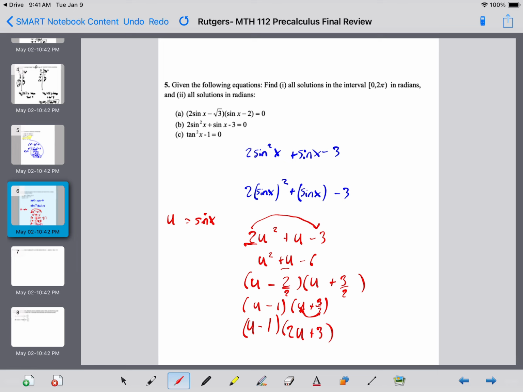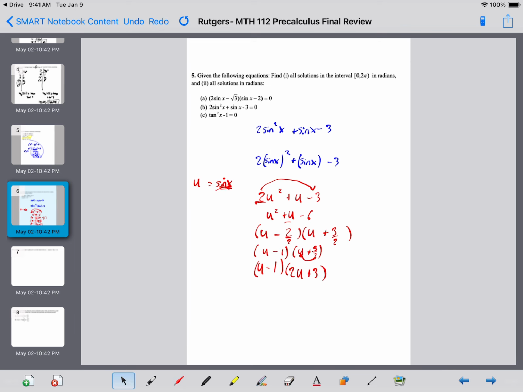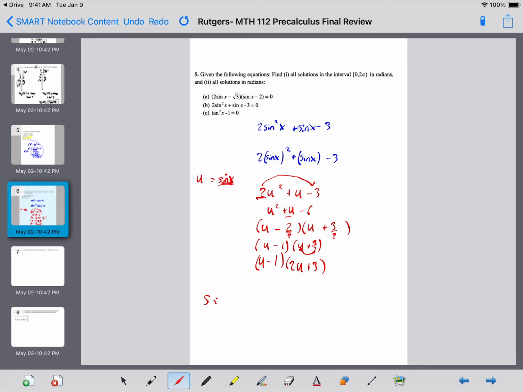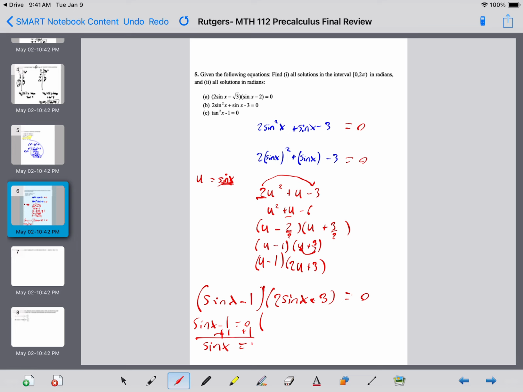Alright, now we just factored this. Let's just sub back in sine. So I have sine x minus 1 times 2 sine x plus 3, and we're trying to find where this equals 0. So we're going to do essentially what we just did. We just used our zero product law. Sine of x minus 1 equals 0. Add 1 to both sides. You get sine x equals 1.